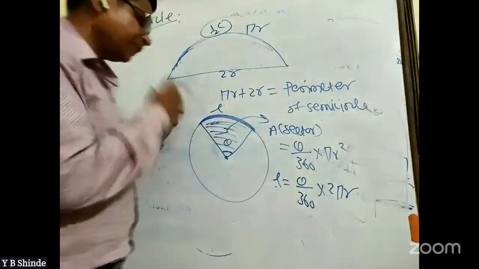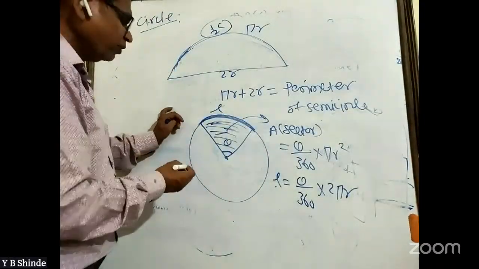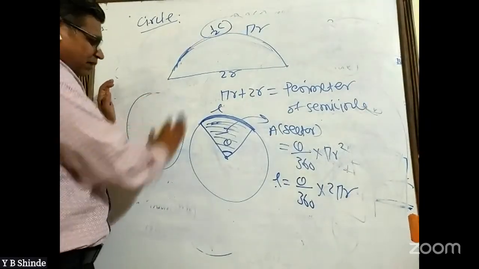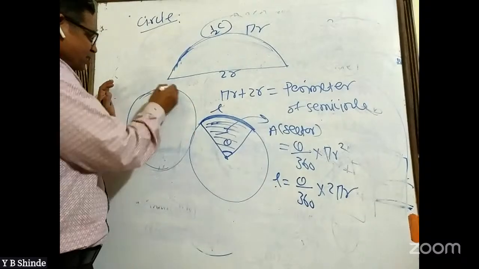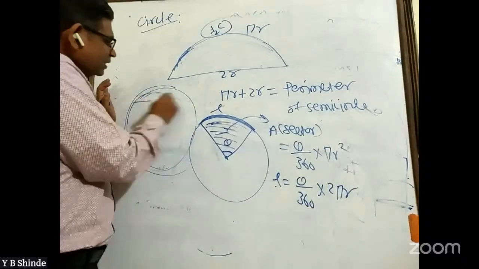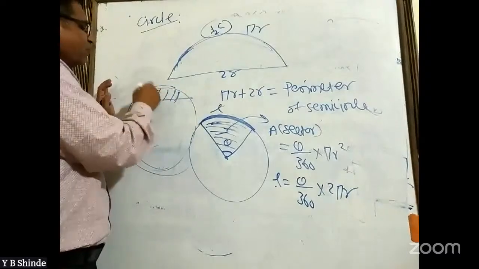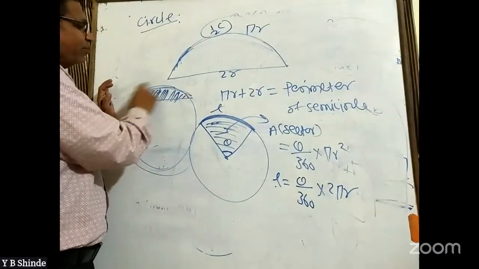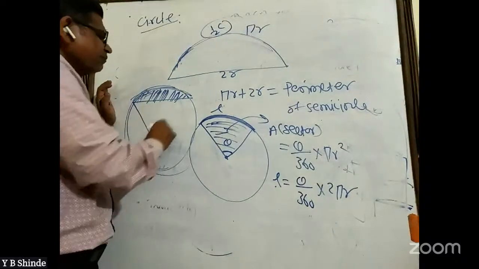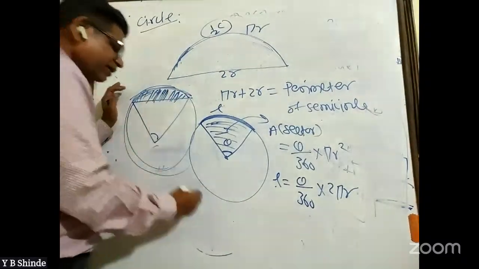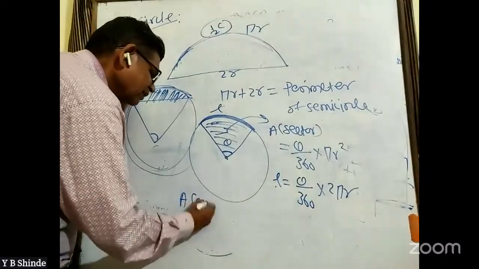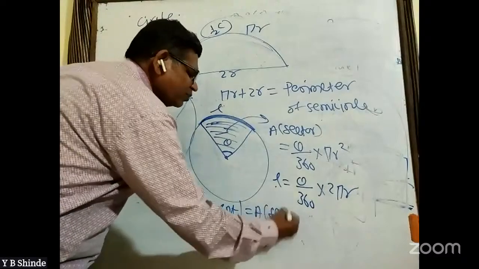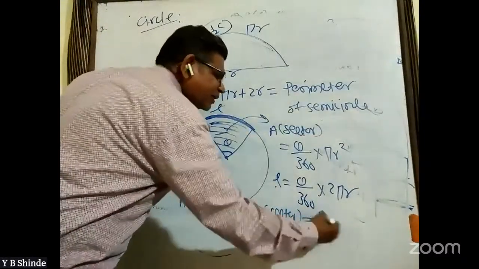Now, what is the area of a segment? See here, segment. Let me show you the segment. Minor segment. This is a complete circle. This portion is called the minor segment. Chord. The chord and the arc will form the minor segment. For that reason, you require this triangle. The area of the segment will be the area of the sector, you know the formula of area of sector, minus the area of the triangle.